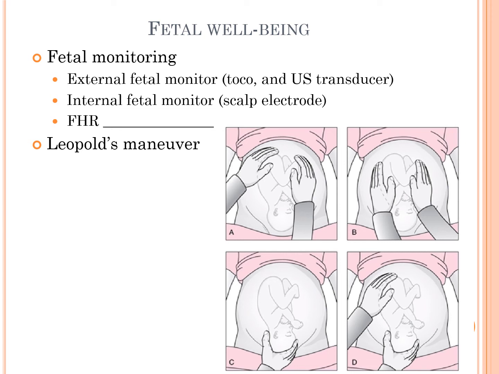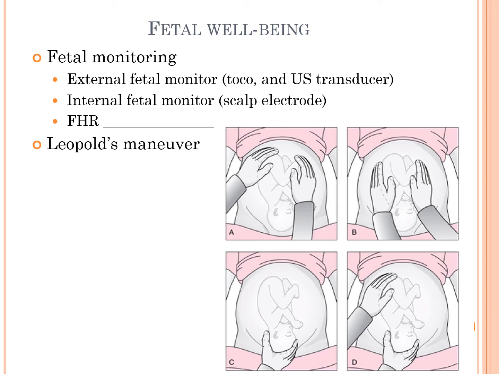The intrauterine pressure catheter is the only way you can actually see how strong a contraction is, and it's just an air-filled catheter. We used to use water-filled ones, now they're air-filled, that goes up into the uterus between the uterine wall and the baby. And it just measures the actual pressure with every contraction. So that's the only way you can tell how strong.